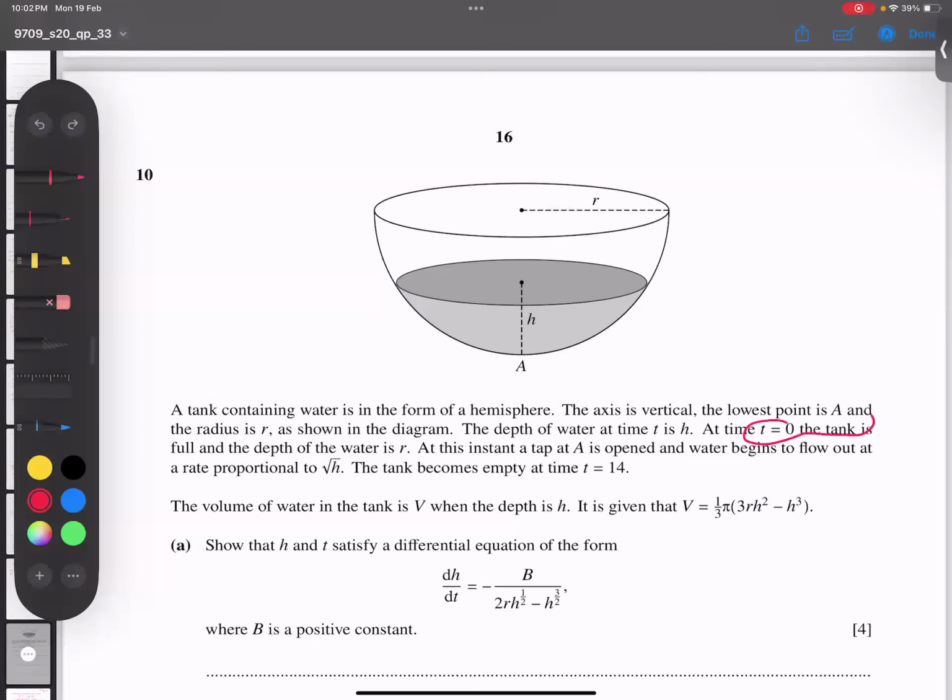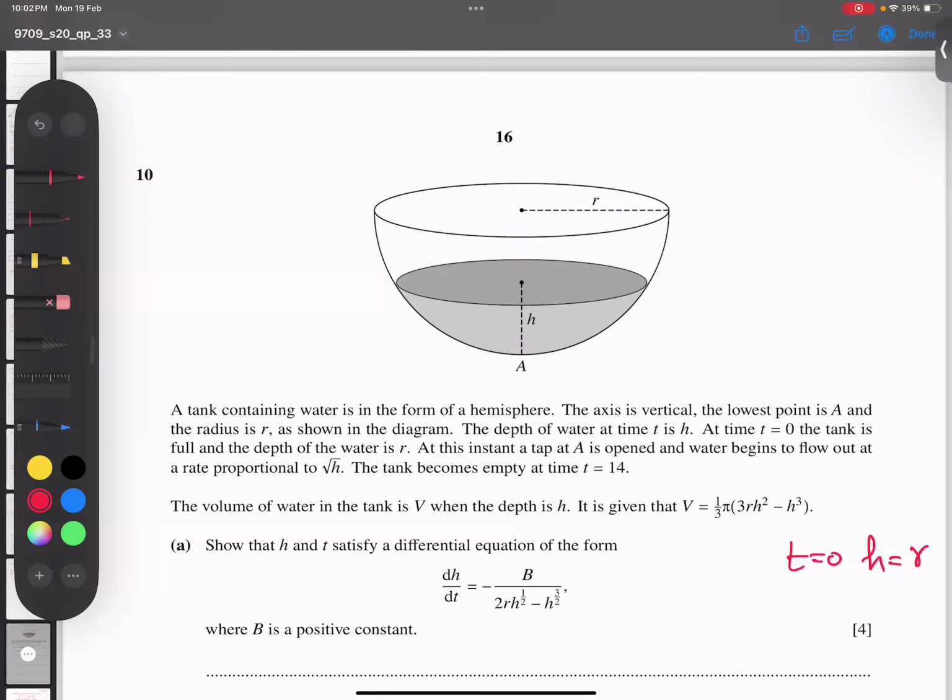When time is 0, the tank is full. What does full mean? It is full, so the height of the water is equal to the radius, because look at the radius. So I am writing here, when time was 0, height is R.